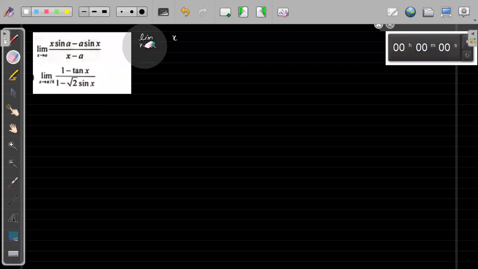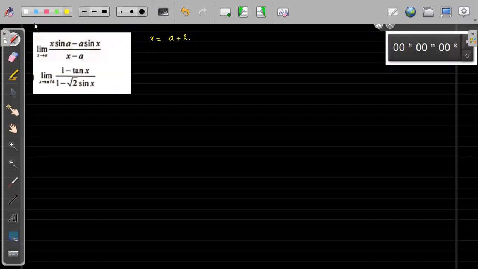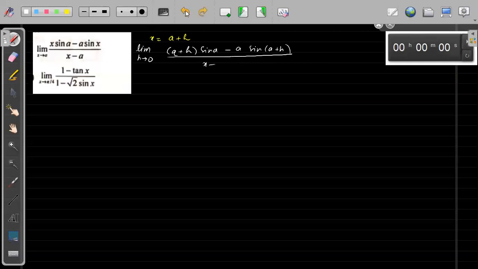The first thing we can take is x equals a plus h, right? Now h is tending to 0. So we can simply change the question to limit of h tending to 0, where x is a plus h, x sine a minus a sine of a plus h, divided by x minus a. x minus a will simply be a plus h minus a, so a and a will get cancelled. So you'll have h.